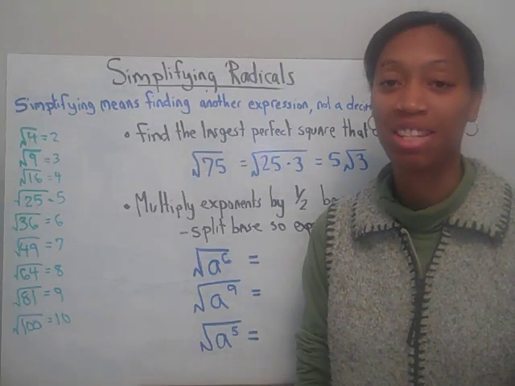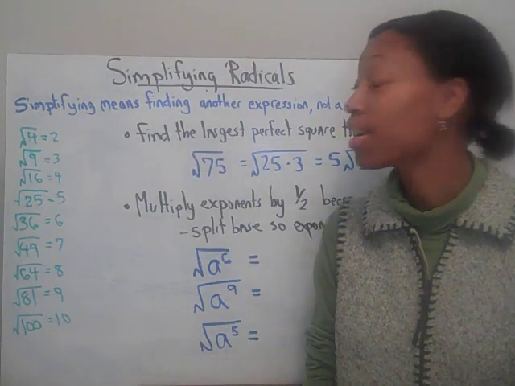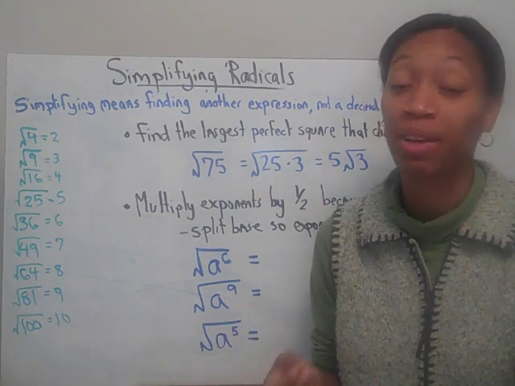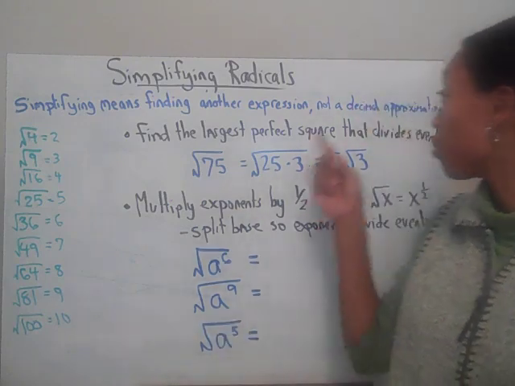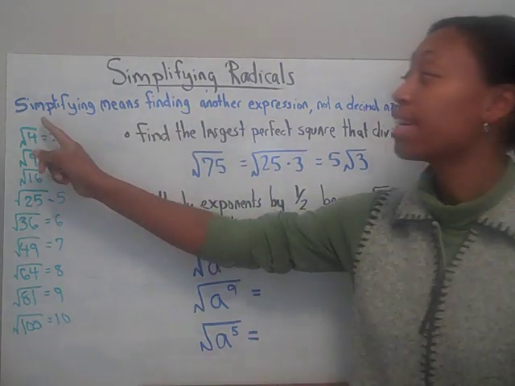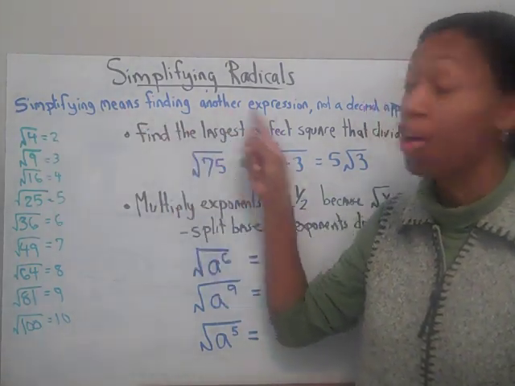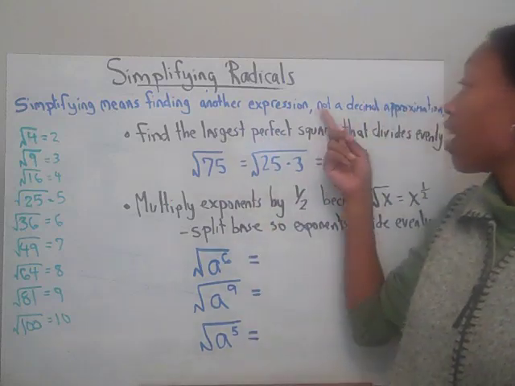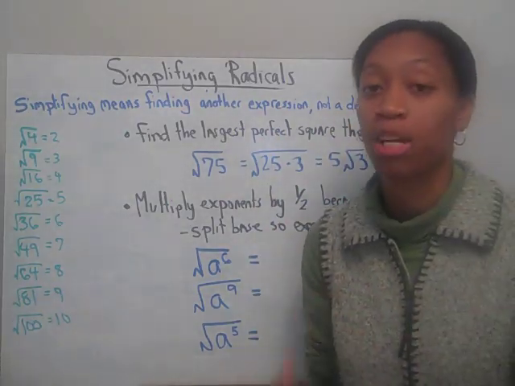Hello students, this lesson is about simplifying radicals. And when I say simplifying radicals, I don't mean just putting it in your calculator and getting a decimal. That decimal is an approximation. Simplifying means finding another expression that represents the same thing, not a decimal, which is only an approximation.